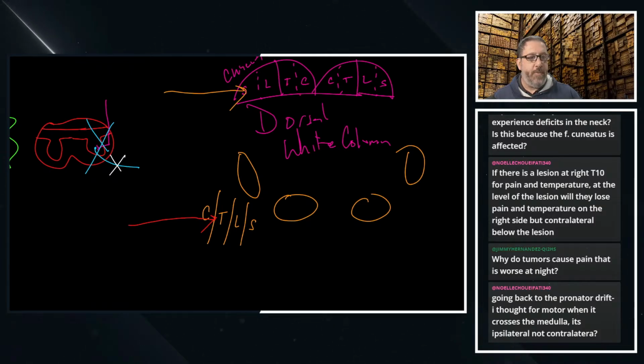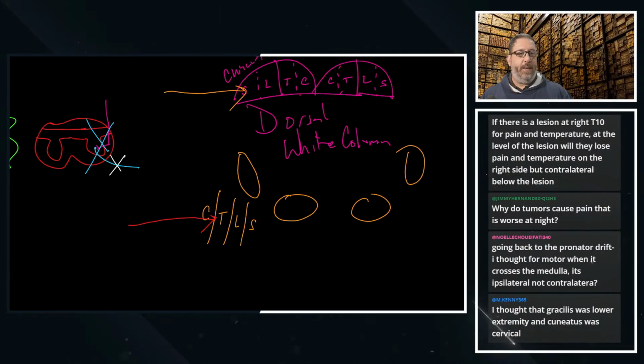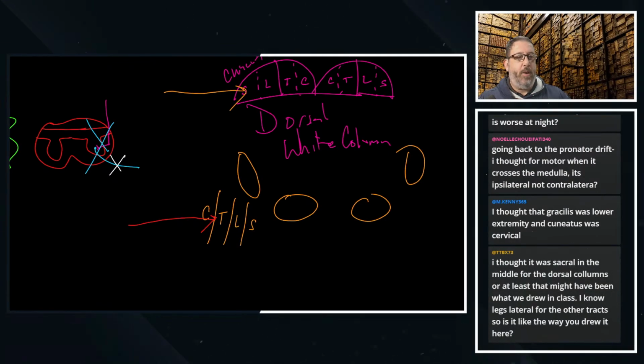Okay. So if there's a lesion at the right T10 for pain and temperature, at the level of the lesion, they will lose pain and temperature. If there's a lesion at right T10, they will lose the contralateral side below the lesion. So they will lose contralateral below the lesion.